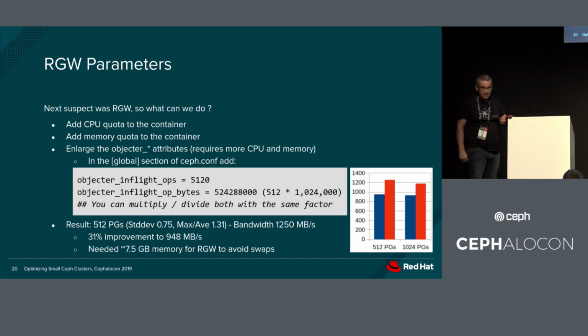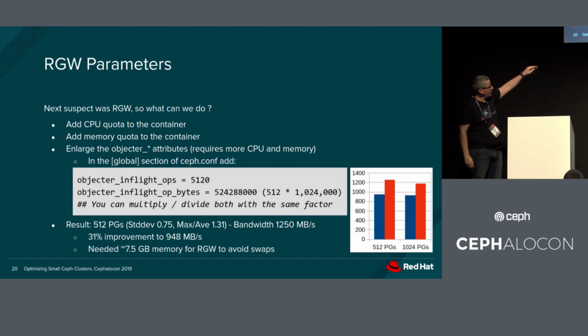Enlarging the objecter size required a lot more memory from RGW. Now I worked in a containerized environment where I gave RGW the memory quota. What happens in a containerized environment when you get to the memory quota? You start swapping. When you start swapping, well, that's a different story. I gave 8 gigabytes of memory, and the peak memory that I saw when I enlarged it was about 8.2, maybe 8.1. When I got to 8, the system stopped performing because of the swapping.